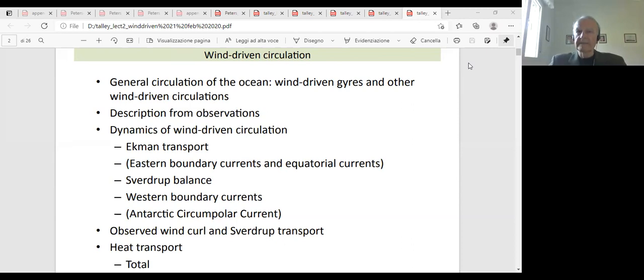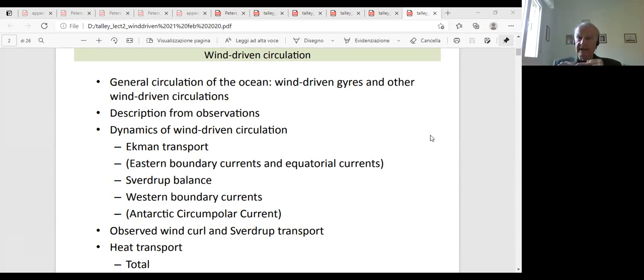Yeah, very good. Okay, so now we will give you this flavor of how the wind is influencing the water column in a specific place, in a specific situation where we have spatial variability of the wind. We can talk about the wind-driven gyres and other wind-driven circulations. We will go down then to a description from observations.